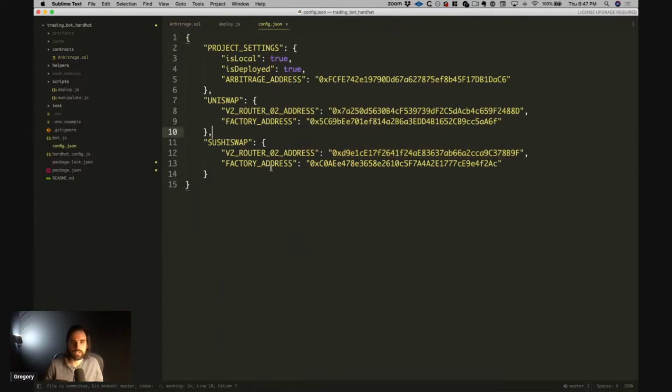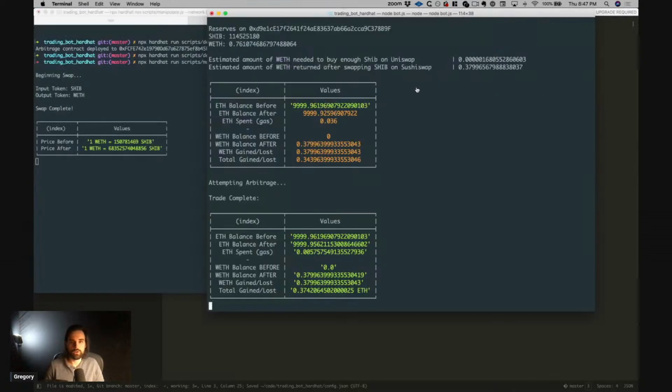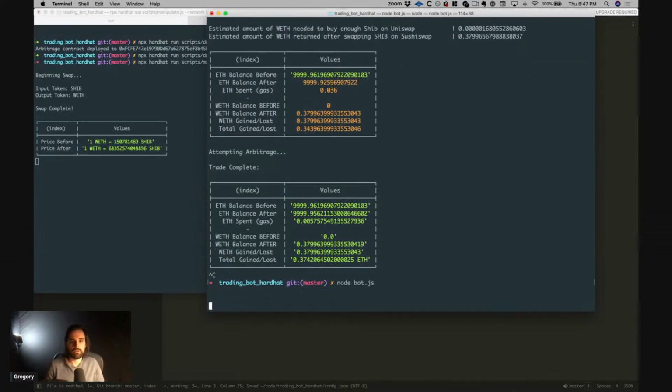It also has some settings for the factory address, and then also the arbitrage address, okay, for your smart contract. If you change that, deploy to mainnet, you want to save that there. And then we've got some settings for is local and is deployed. We can actually look for is local. We can set to false. And you can have it look for opportunities on the main Ethereum blockchain.